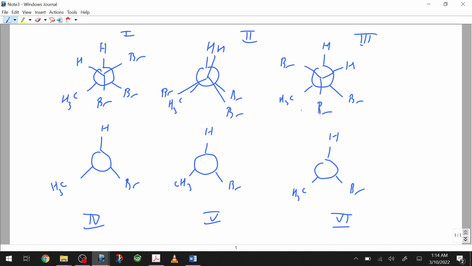Now, one thing that I think was less clear than people had hoped it would be is that eclipsed conformations are always bad.